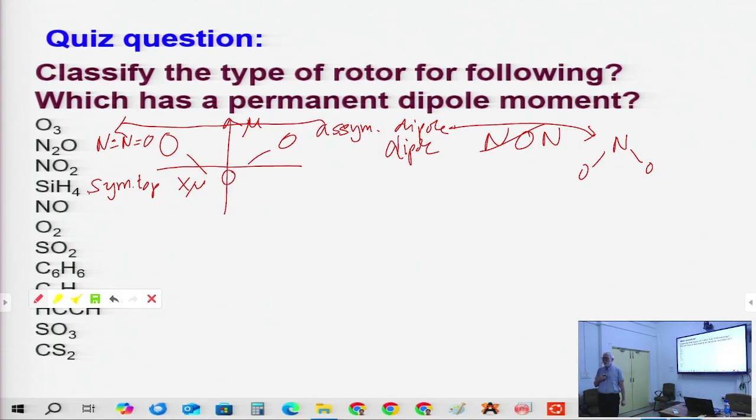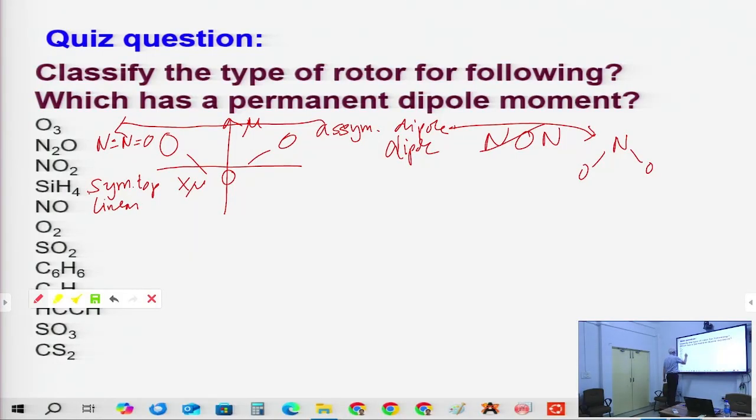Dipole or no dipole? It has a dipole, yes, good. Where do you want to guess? It's linear. Linear, so no dipole. Next to it, O2. Linear, no dipole.